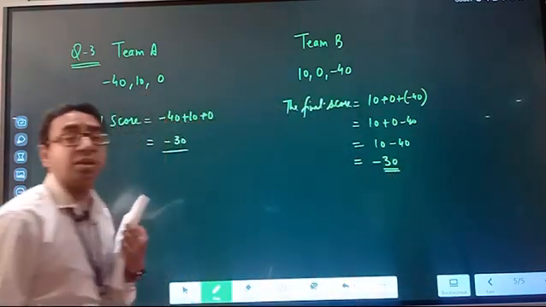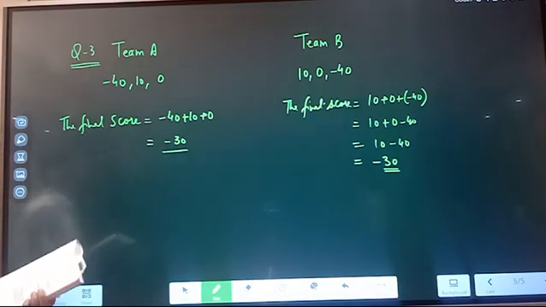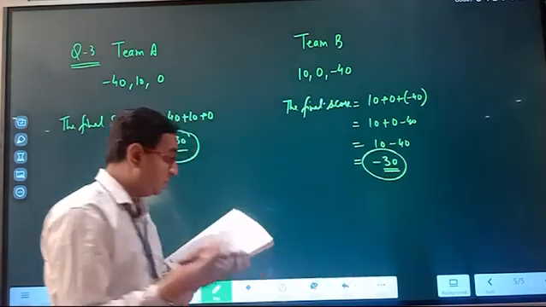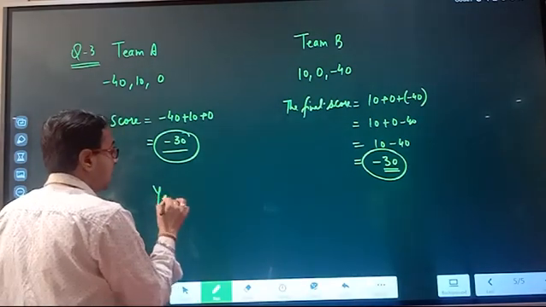Minus 30, minus 30. He is asking which team scored more. Both teams scored the same score. That's minus 30, minus 30. And the next question is, can we say that we can add integers in any order? Yes, we can add. Why?